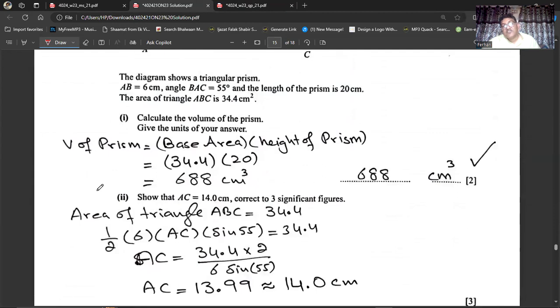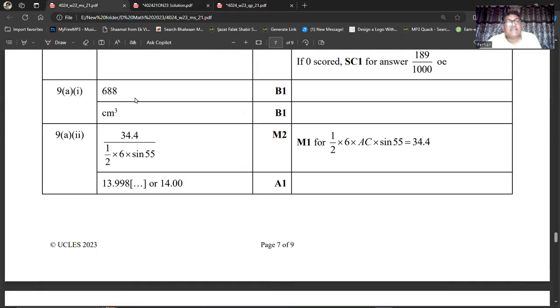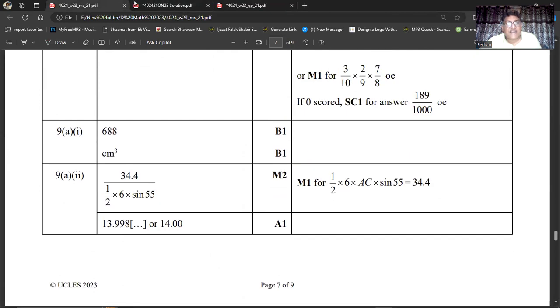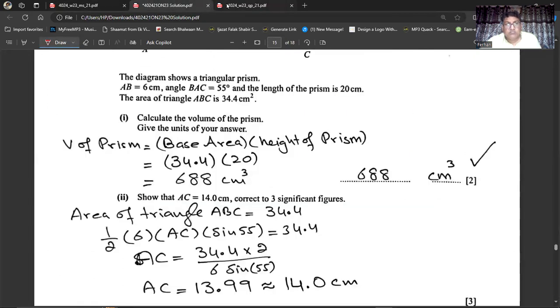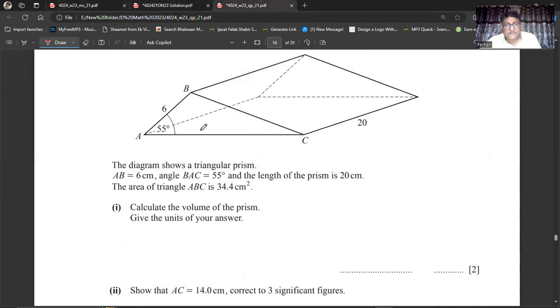And the base area is already given. That triangle is the base. Base is that face, which is the cross-sectional area of the prism. And that cross-sectional area is present throughout the prism. So 34.4 multiplied 20, that's 688 centimeter cube. 688 centimeter cube is the right answer, sir. Hopefully you remember this formula.